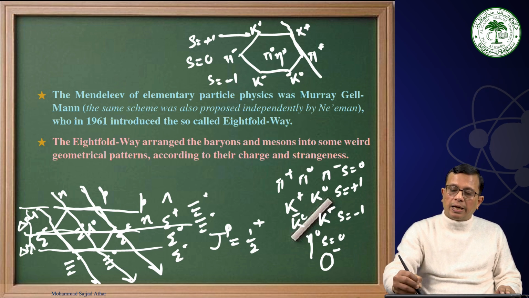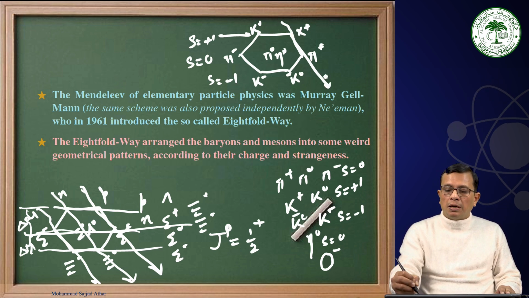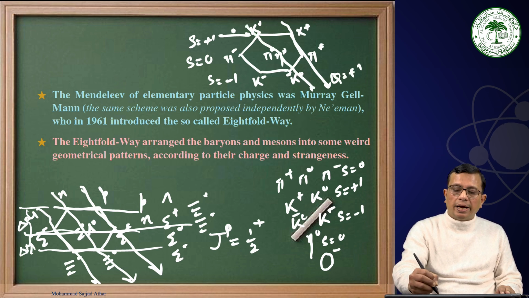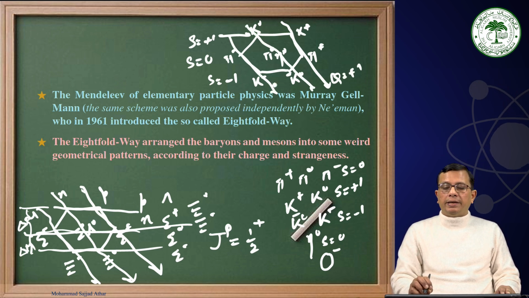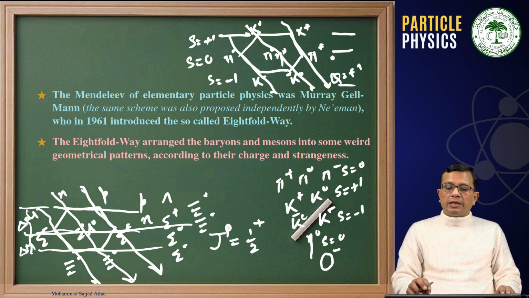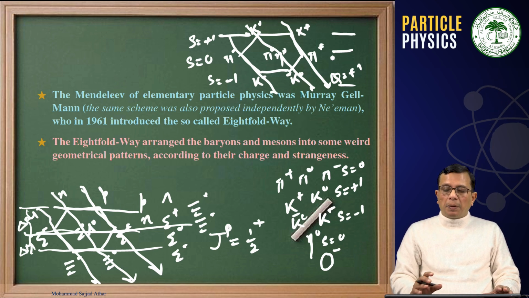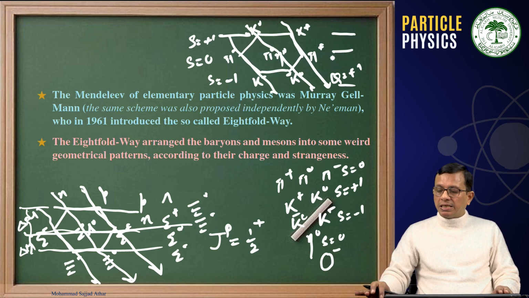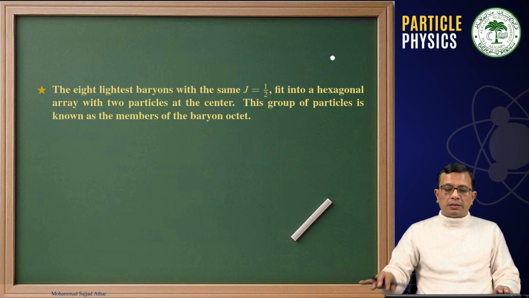Again, along the diagonal line, all the particles have charge plus 1. Here the particles have charge 0, and here the particles have charge minus 1. And also the mass difference here is almost the same as the mass difference here. Therefore, they found that really these particles can be fitted into these weird geometrical patterns.